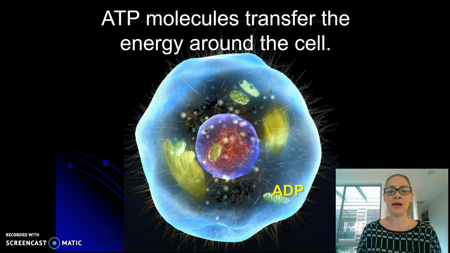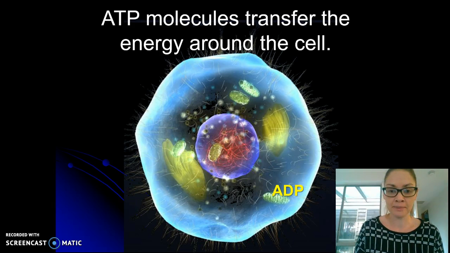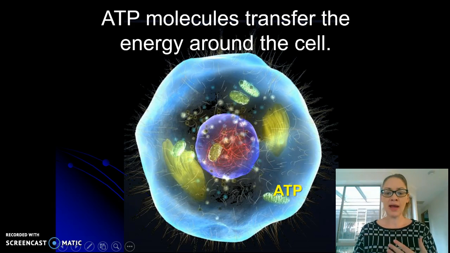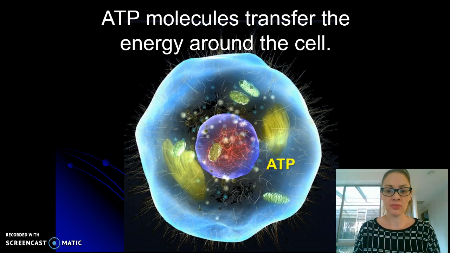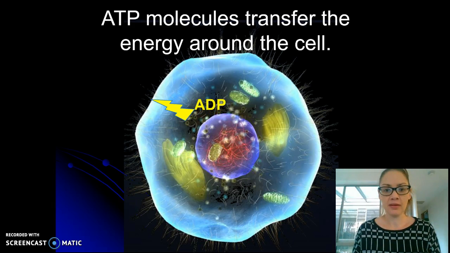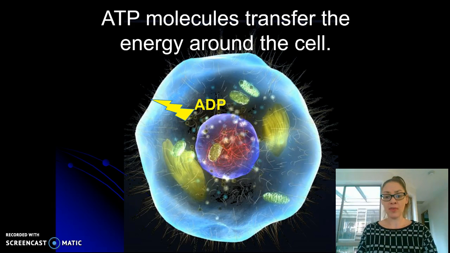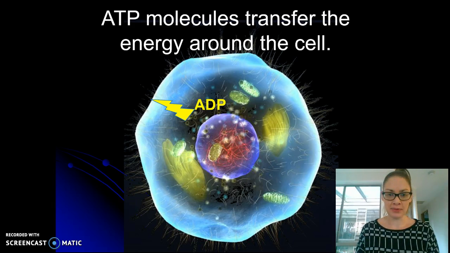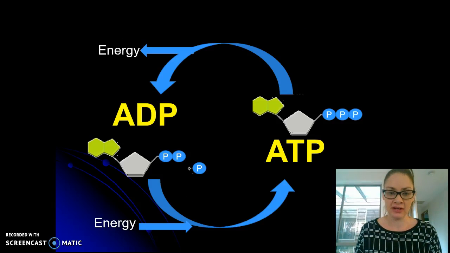Whenever you see a picture of a cell, always try and identify any of the organelles that you can, because it's good practice to see what you are actually retaining. What you can see here is that my ATP is hanging around my mitochondria, and then it goes to where it's needed, in this instance, around the nucleus. I've used my energy, so it goes from ATP to ADP. When it breaks off that last phosphate group, it gives the cell a burst of energy.